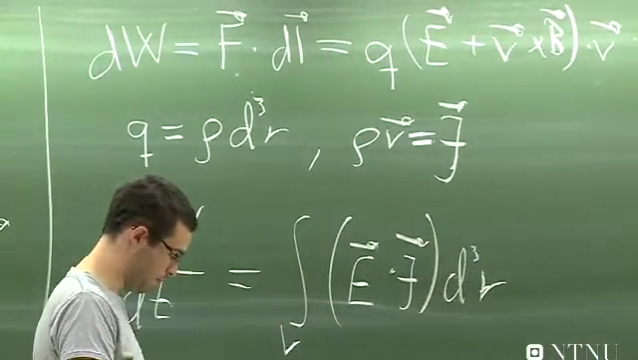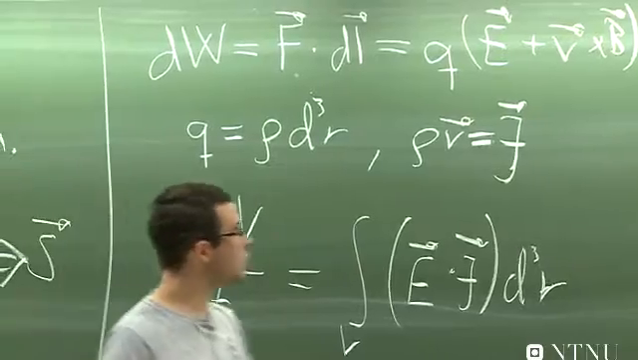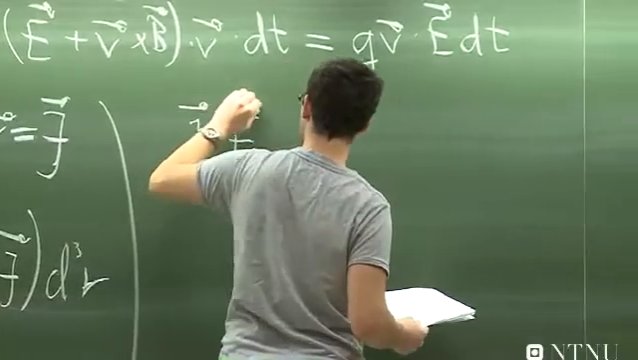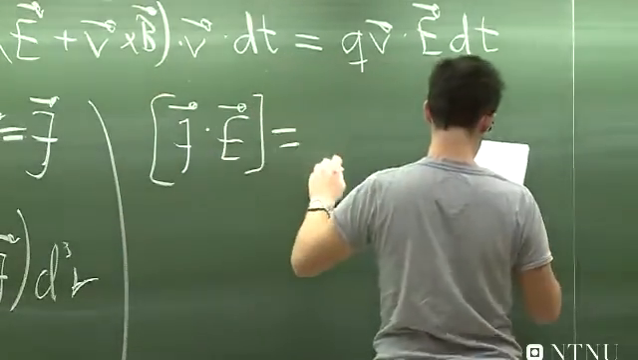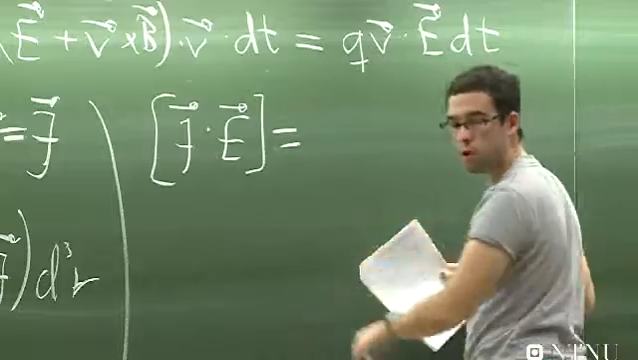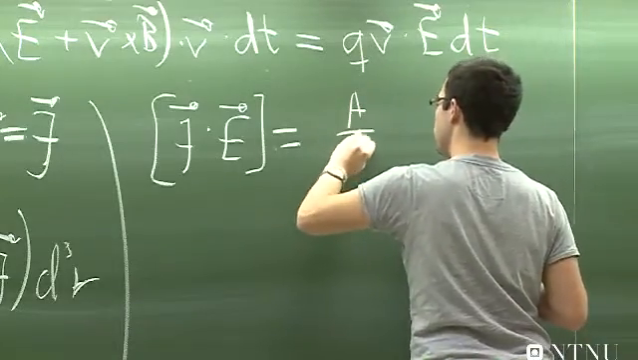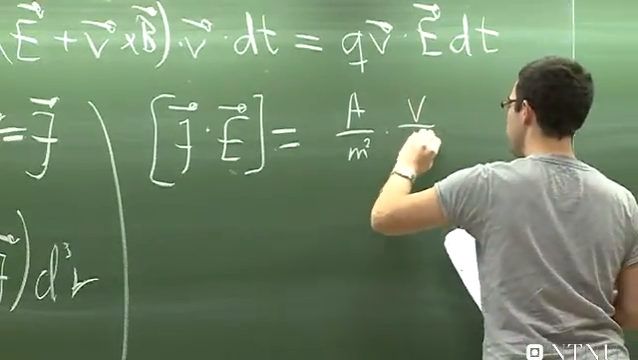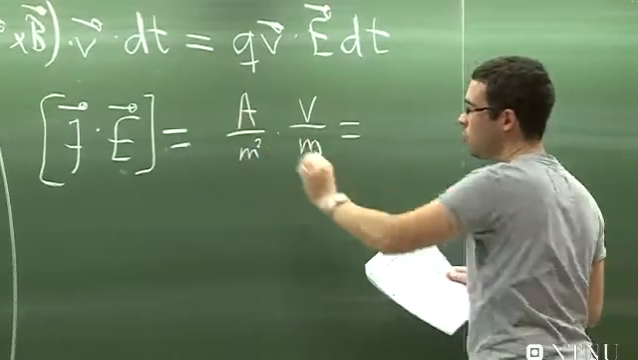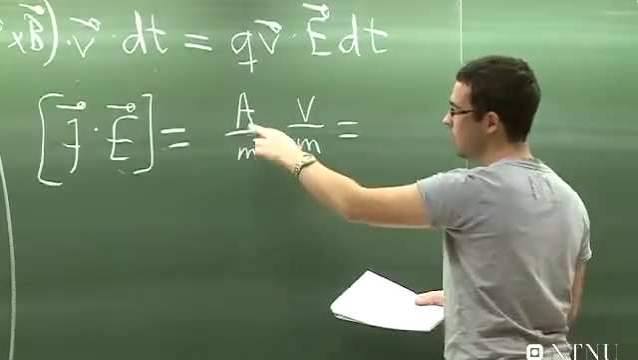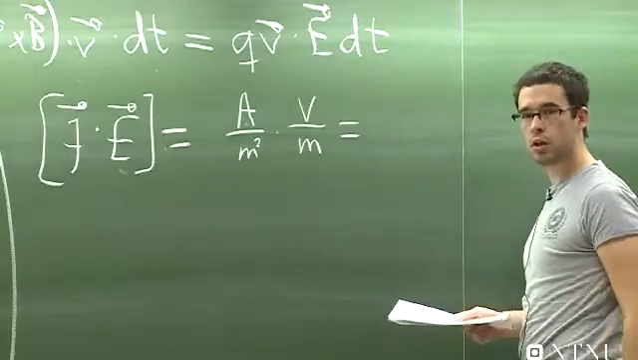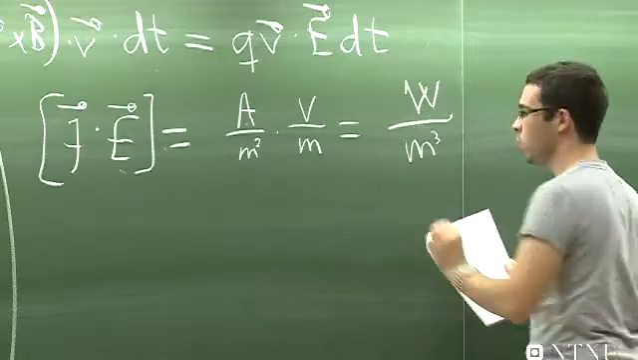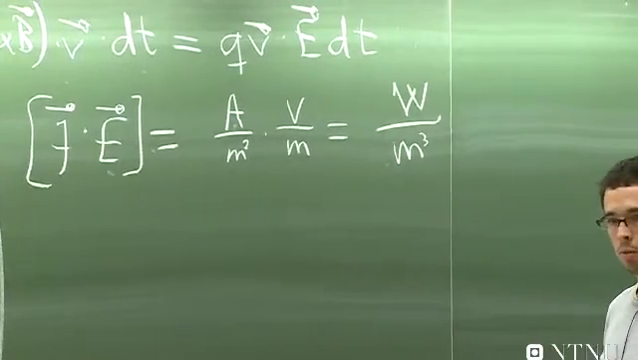Now, J dot E is power density, and we can see that by looking at the units. As we know, this is amperes per cubic meter. This is volts per meter. And you know from basic circuit theory that current times a voltage is a power, meaning that we get watts per cubic meter, or power per volume.